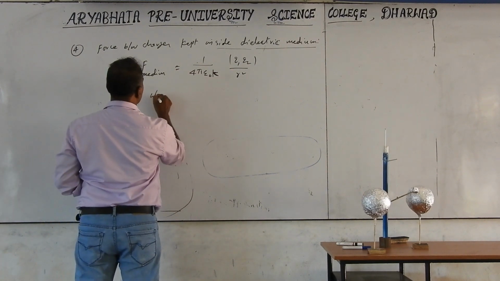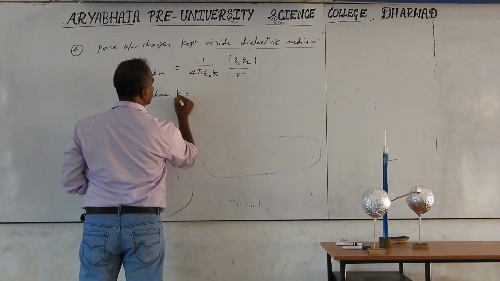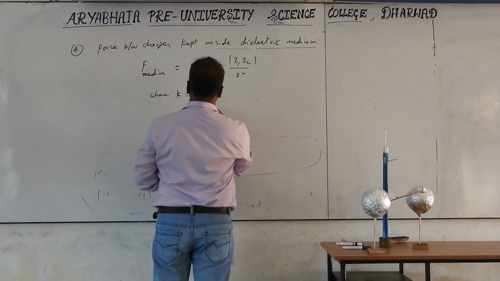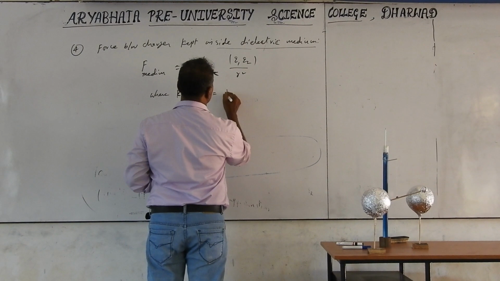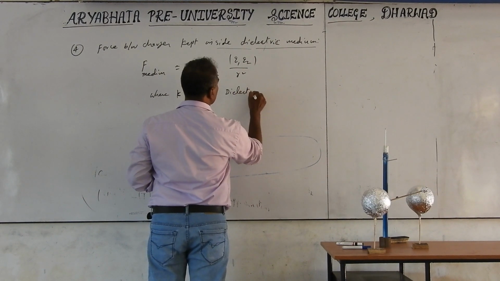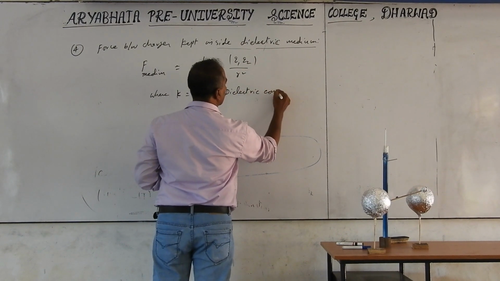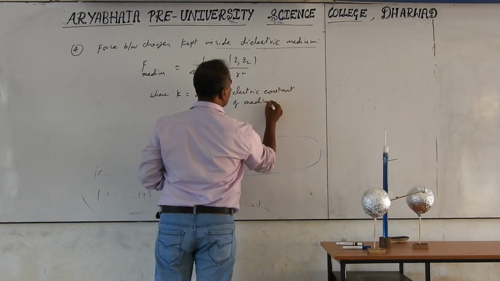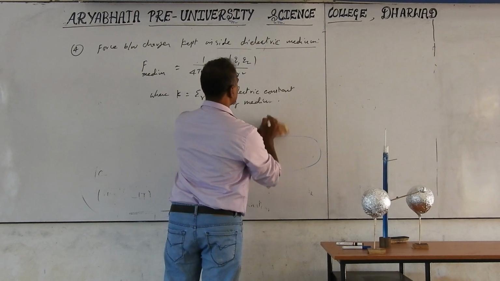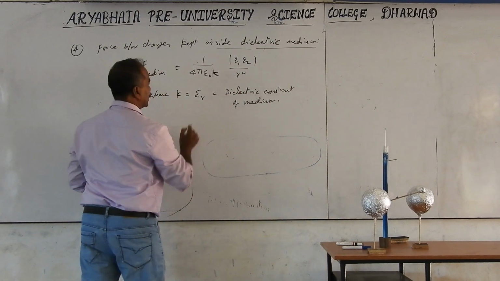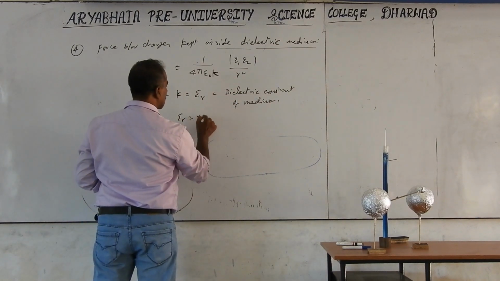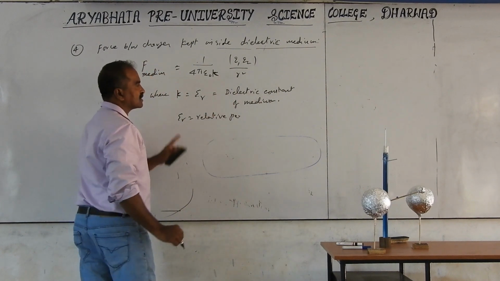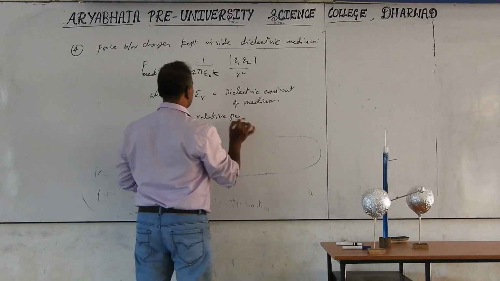Where K is also taken as epsilon R, the relative permittivity. It is called the dielectric constant of the medium. This epsilon r is also called relative permittivity. Both are the same, only different symbols, but the meaning is the same. Two definitions are there for this.